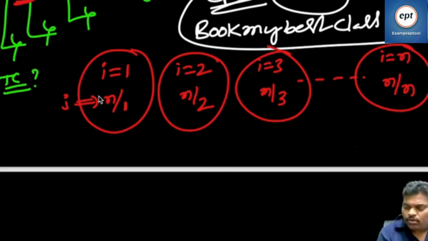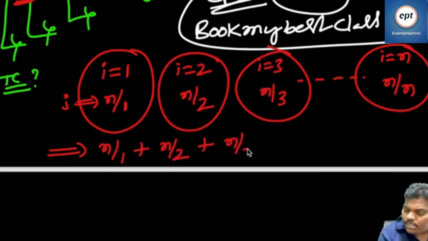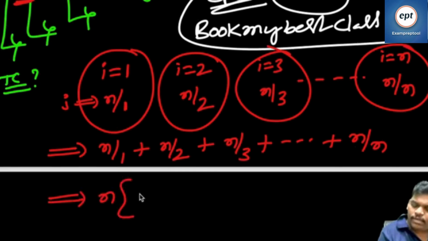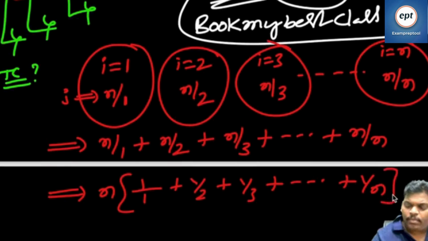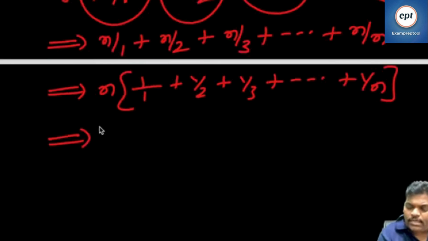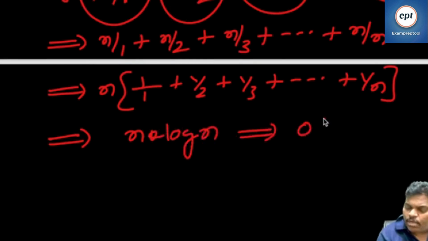So overall if you observe, i value 1, j loop is running n by 1 time. I value 2, n by 2 time. I value 3, n by 3 time, and so on. I value n, n by n time. Then n is common: 1 by 1 plus 1 by 2 plus 1 by 3 plus and so on, 1 by n. Remember, this series is called the log n series. So it became n into log n. It is a log n series, remember it. So the time complexity of this program is n log n.